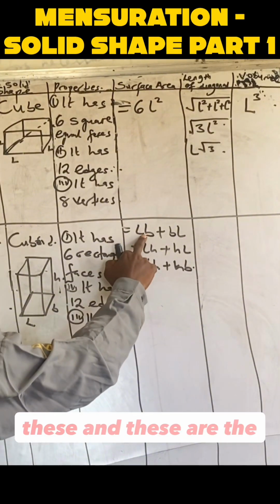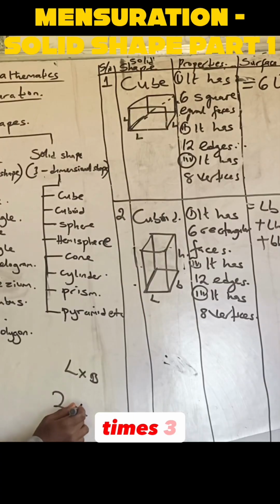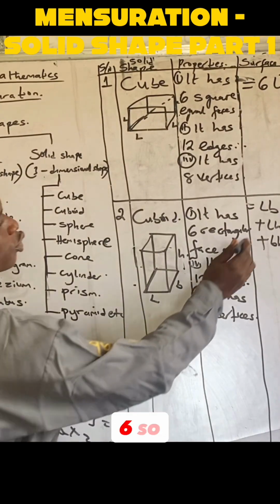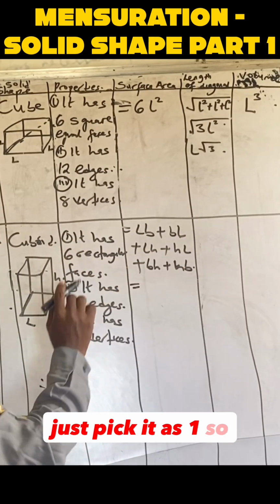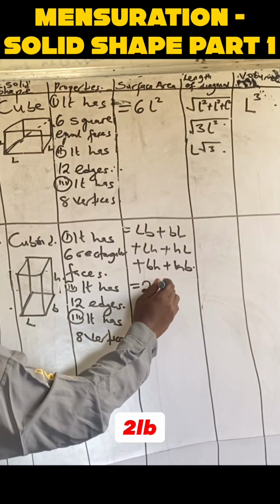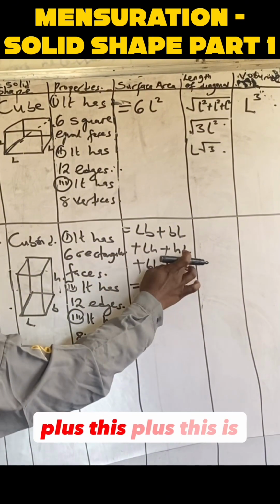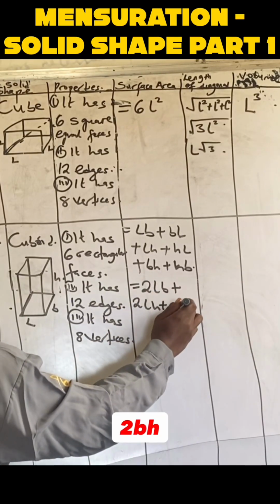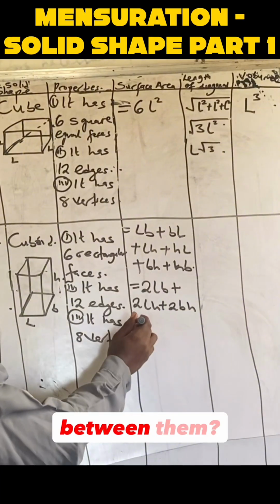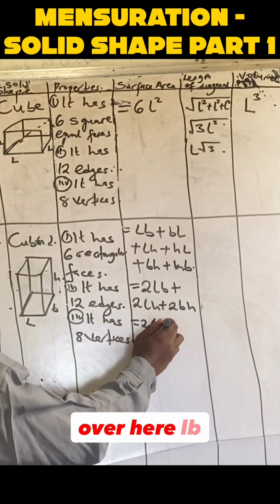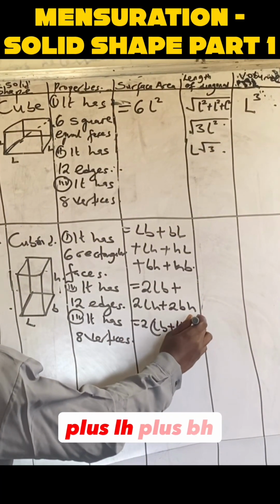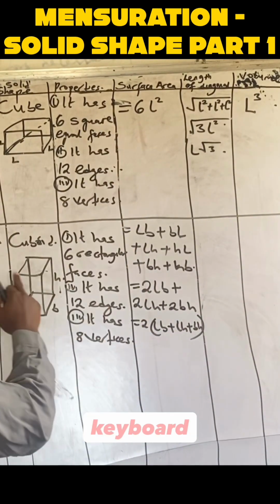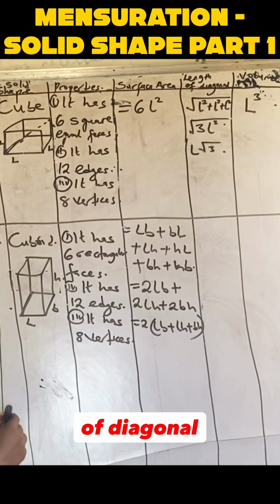In mathematics, 2 times 3 and 3 times 2 are the same. 2 times 3 is 6, 3 times 2 is 6. So LB and BL are the same; just pick it as one. So this plus this is 2LB, plus this is 2LH, plus this is 2BH. So what is common between them? 2 is common: 2 over bracket LB plus LH plus BH. This is the formula for the surface area of a cuboid. So let's go to the length of the diagonal. The same thing.